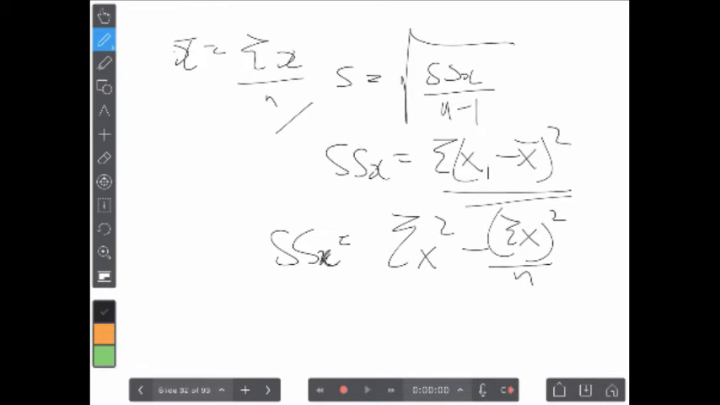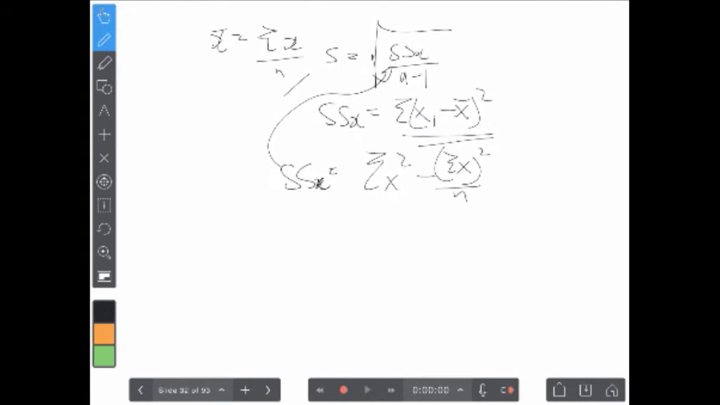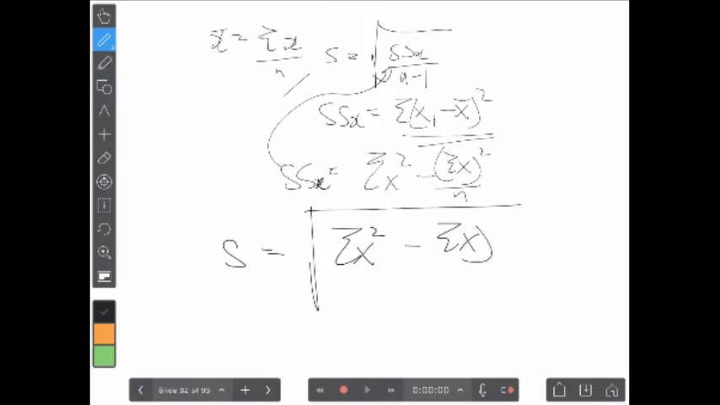And then we put that SSX in the formula right here. Now some of you may be more comfortable. We've actually seen the formula complete, which is S is equal to the square root of sum of x squared minus sum of x all squared over n, divided by n minus 1. Some of you might be more comfortable seeing it that way. That's fine as well. All right. So that's standard deviation. That's the mean.